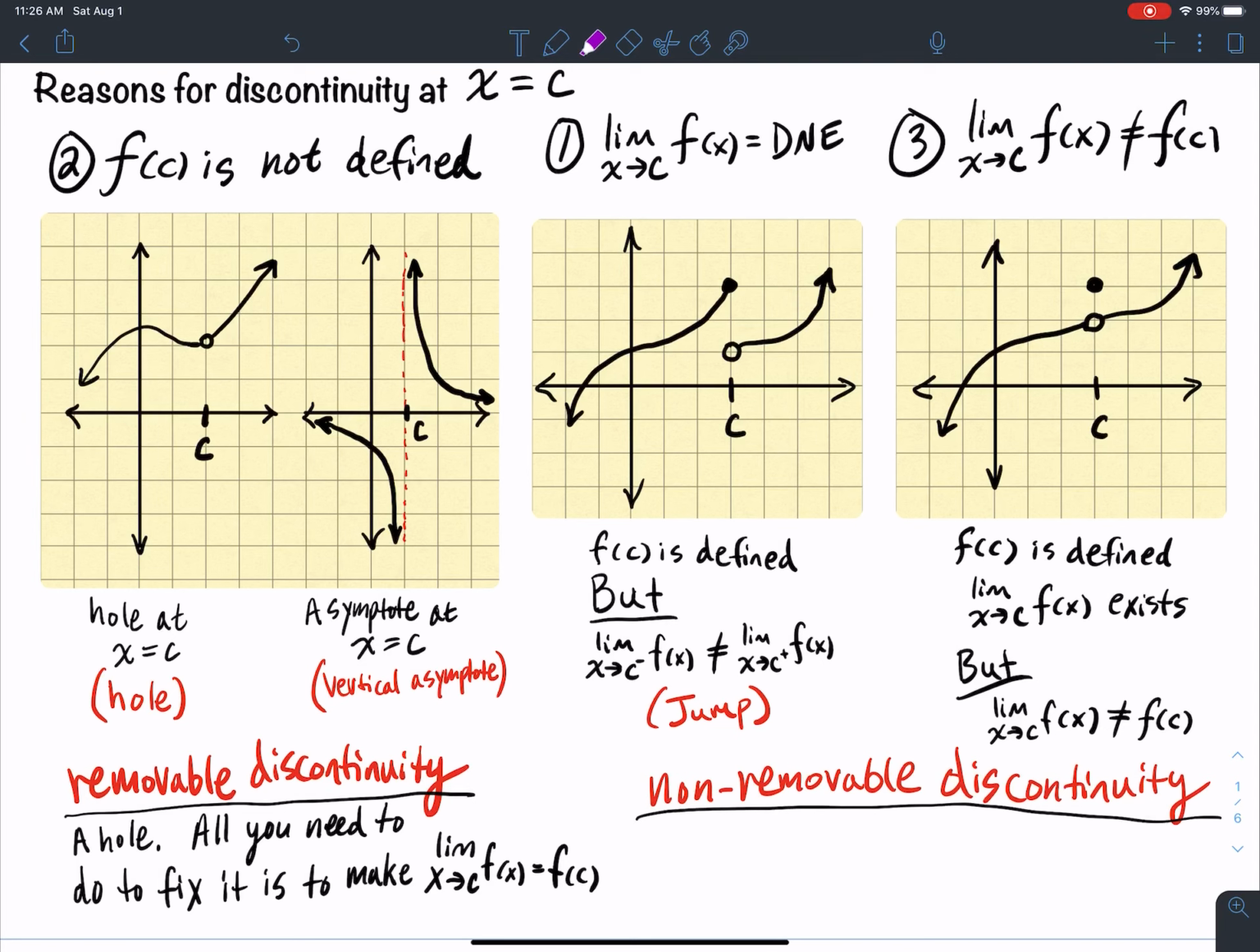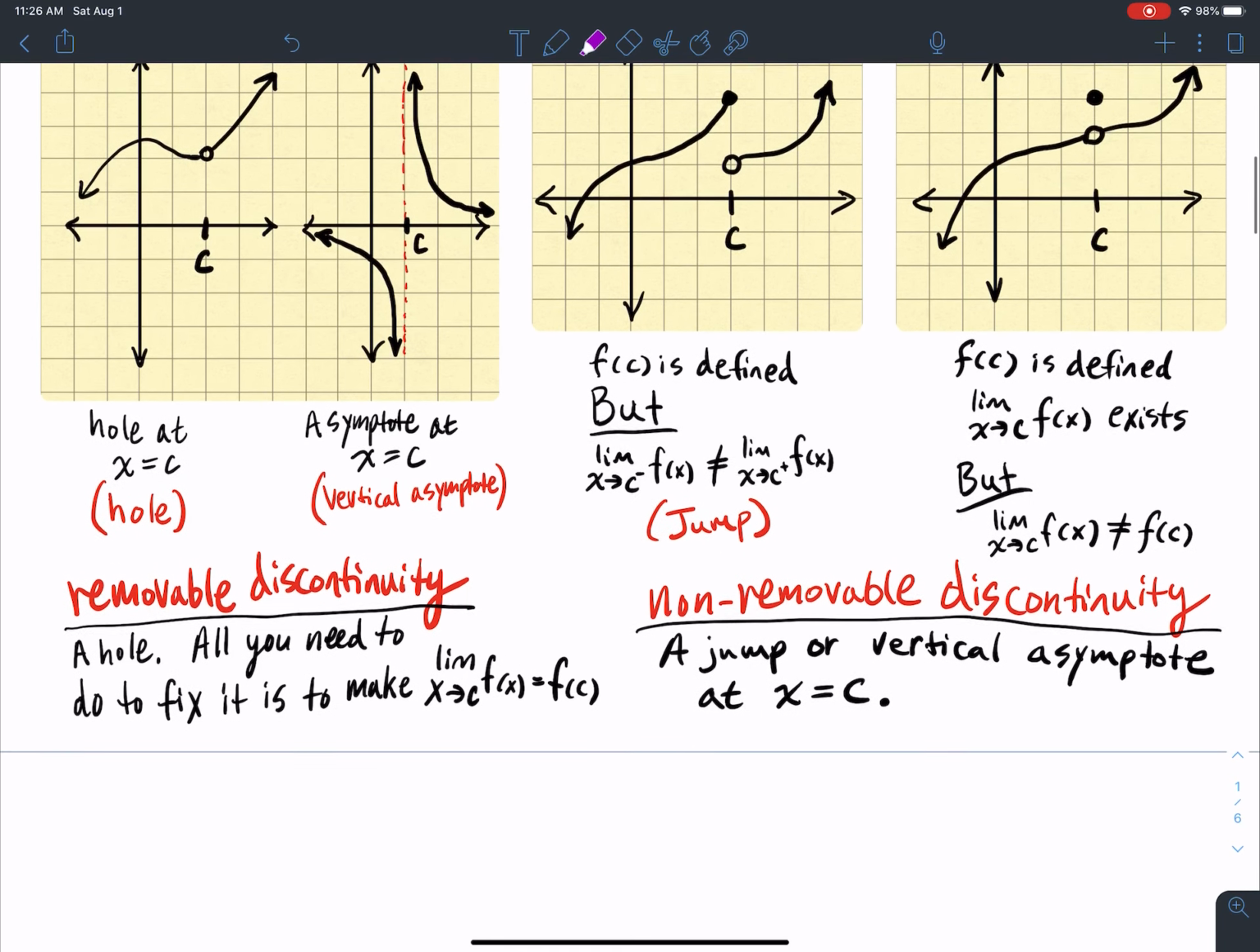So the other type is the non-removable. So non-removable means what? A jump or a vertical asymptote at x equal to c. Okay, so a vertical asymptote is non-removable. We can't fix that, okay? And the jump, we're having trouble. We can't really fix that jump discontinuity there either. Okay, so those are non-removable, all right?